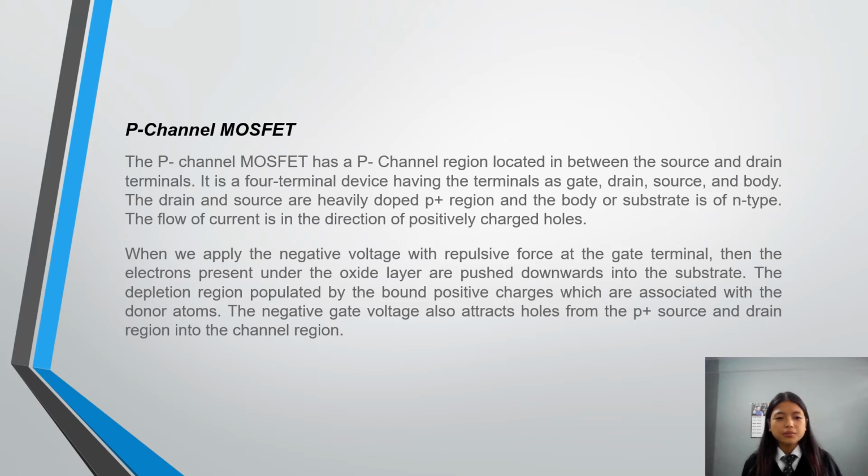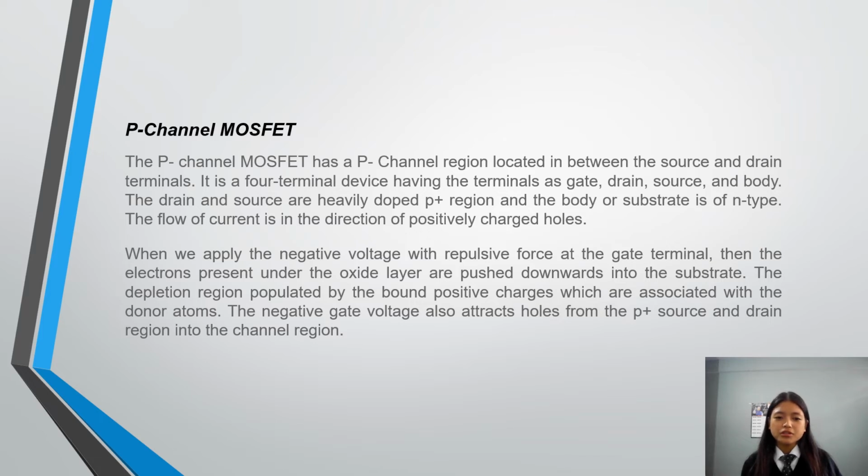And let us discuss the P-channel MOSFET. The P-channel MOSFET has a P-channel region located in between the source and the drain terminals. It is a four-terminal device having the terminals as gate, drain, source, and a body. The drain and source are heavily doped P regions, and the body or substrate is of N-type. The flow of the current is in the direction of positively charged holes. When we apply a negative voltage and repulsive force at the gate terminal, then the electrons present under the oxide layer are pushed downward into the substrate.